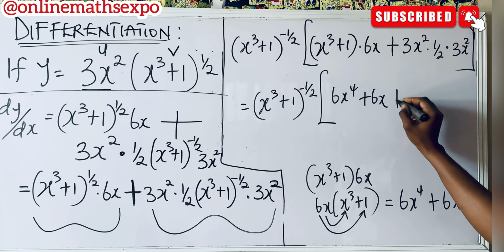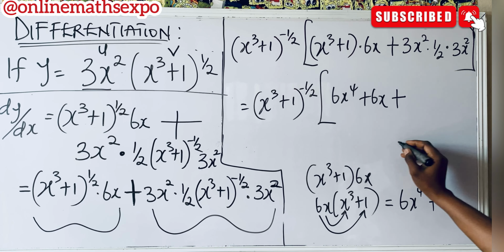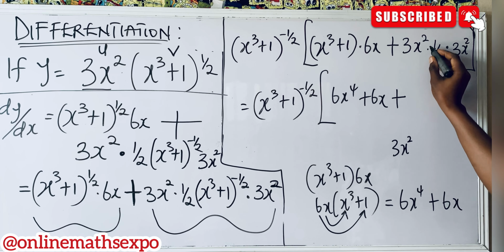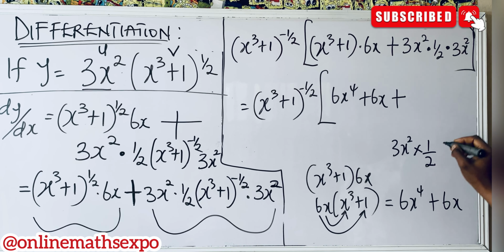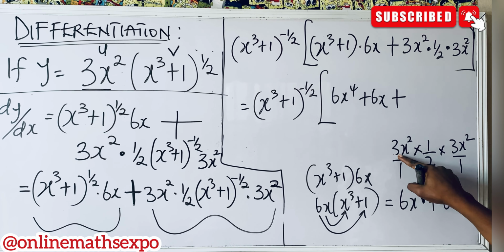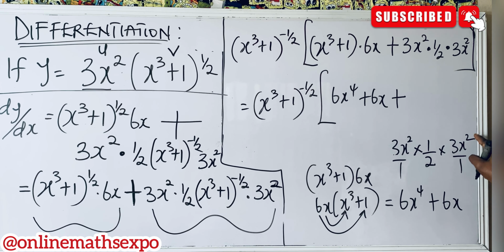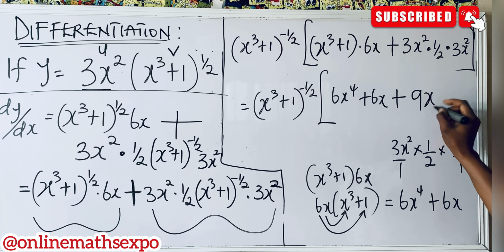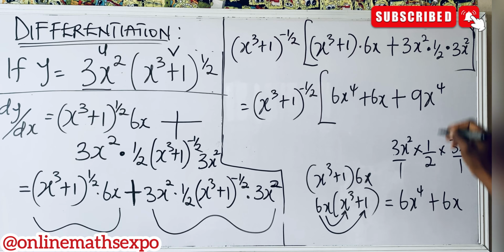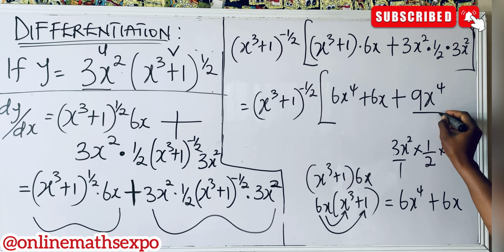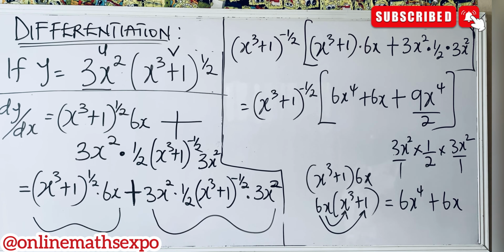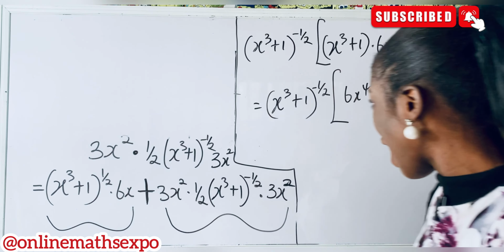Okay? Then plus multiply this. We have 3x squared. This is multiplication over half. This is also multiplication. Okay? Over 1 over 1. Then multiply 3x squared by 3x squared. That will give us 9x, you add the powers, 9x to the power of 4, okay? Over 1 times 2, this will give us over 2. Did you see what we've gotten? So let's conclude to halve.